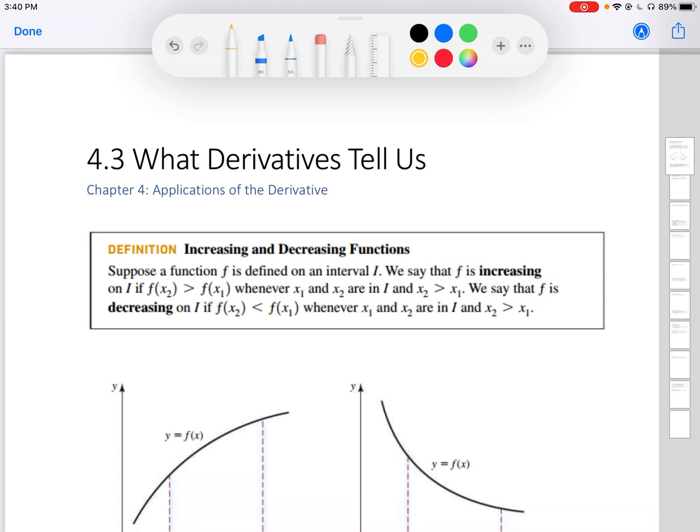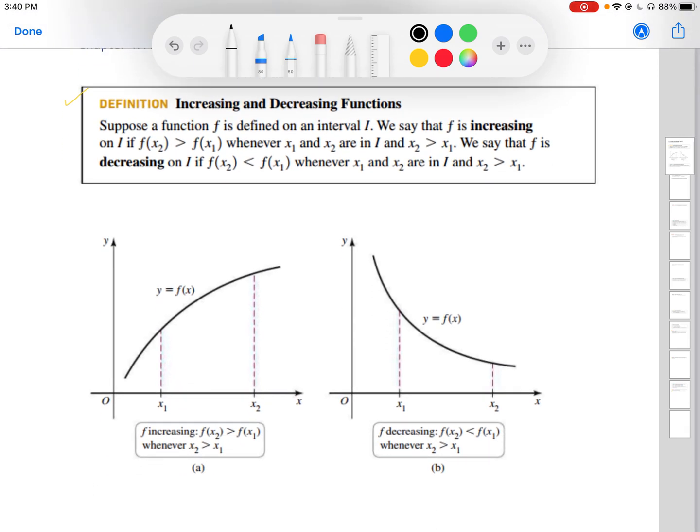Section 4.3, what derivatives tell us. Let's begin with this first definition of increasing and decreasing functions. Suppose a function is defined on an interval I. We say f is increasing on I if f of x2 is bigger than f of x1, meaning y2 is bigger than y1, whenever x1 and x2 are in I and x2 is bigger than x1. We say f is decreasing if f of x2 is smaller than f of x1 whenever x1 and x2 are in the interval I and x2 is greater than x1.